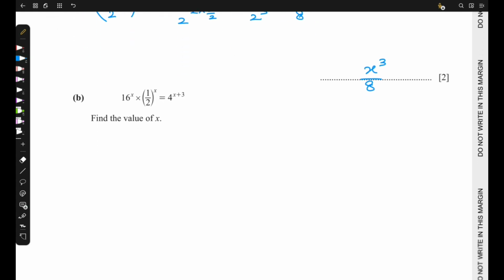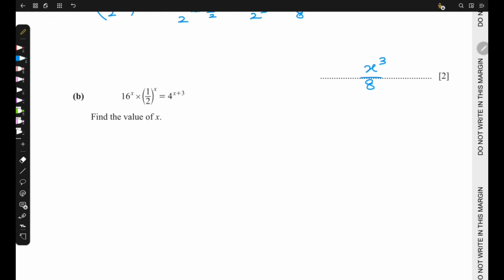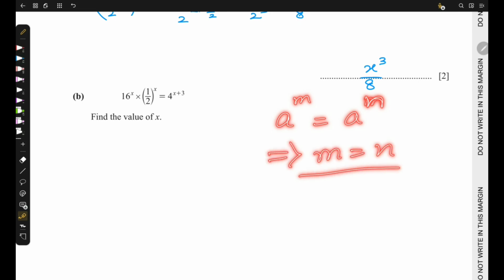Last part. The last part is 16 raised to the power x times 1/2 raised to the power x equals 4 raised to the power x plus 3. We have to find out the value of x. So we need to use this identity, a raised to the power m equals a raised to the power n. This means m equals n. We need to make the bases the same on both sides. So let's see.